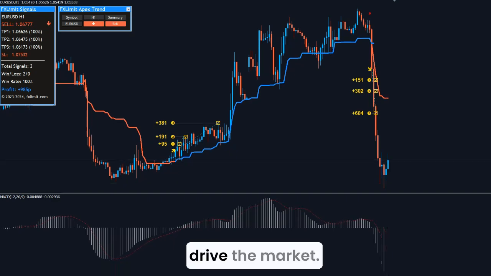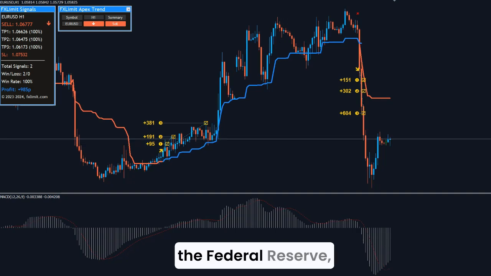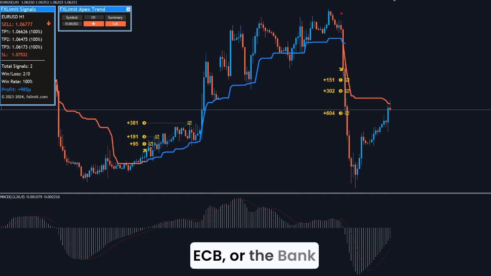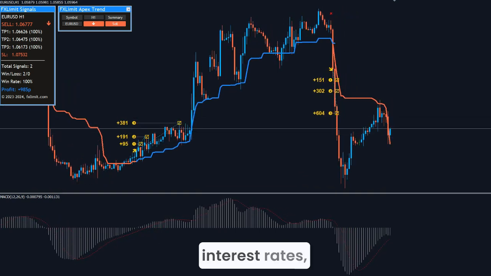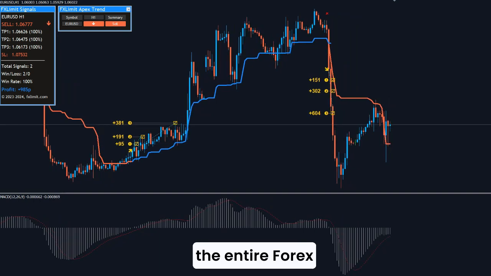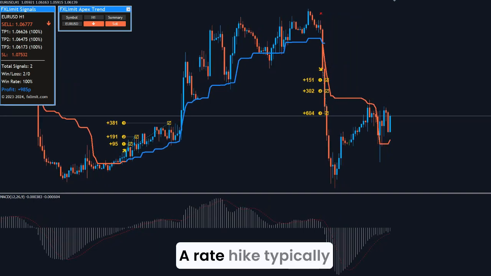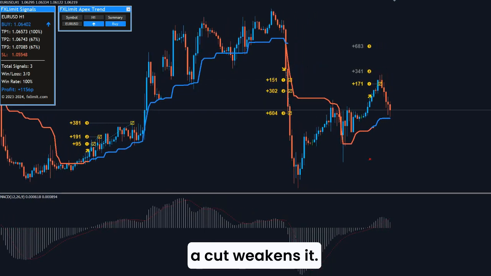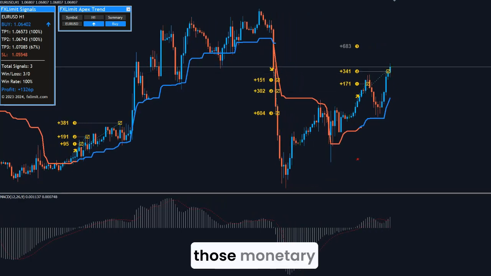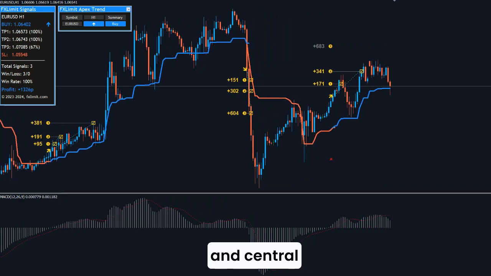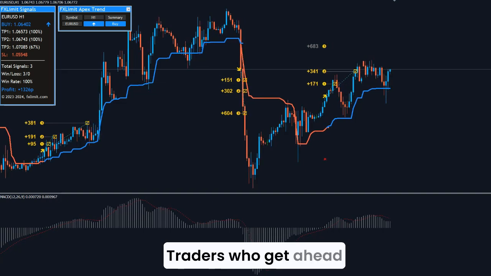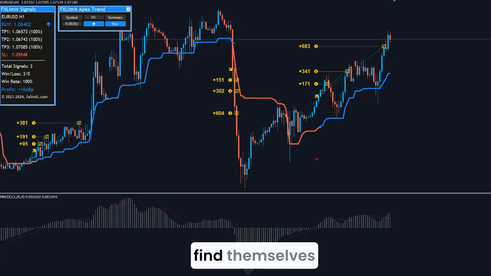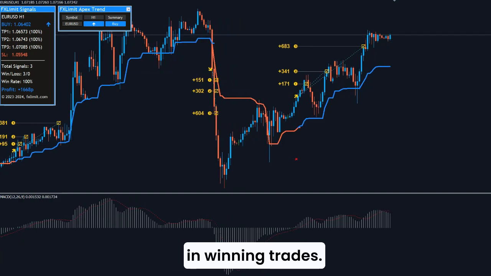Let's kick things off with number 1, interest rates. Central banks drive the market, whether it's the Federal Reserve, ECB, or the Bank of Japan. When they raise or cut interest rates, the entire Forex market reacts. A rate hike typically strengthens the currency, while a cut weakens it. Keep an eye on those monetary policy statements and central bank meetings. Traders who get ahead of these announcements often find themselves in winning trades.